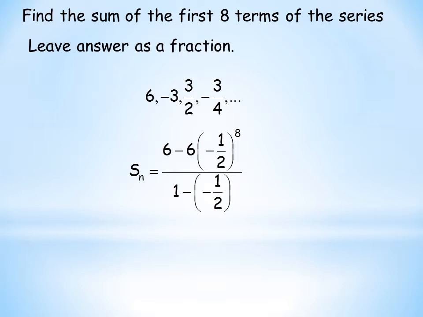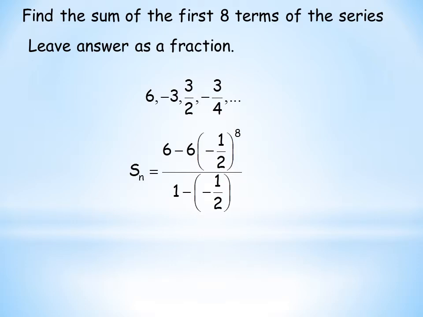So the first term is 6. If I'm going from 6 to negative 3, I'm dividing by 2. But it's a negative sign, so I'm dividing by negative 2. When I'm going from negative 3 to 3 over 2, I'm dividing by negative 2 again, and so forth. If I'm dividing by negative 2, it's the same thing as multiplying by negative 1/2.